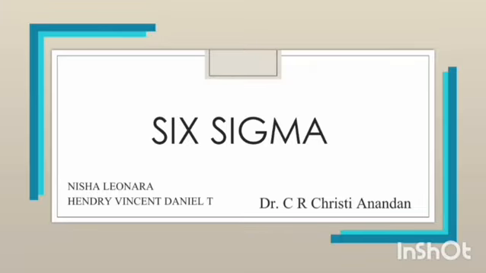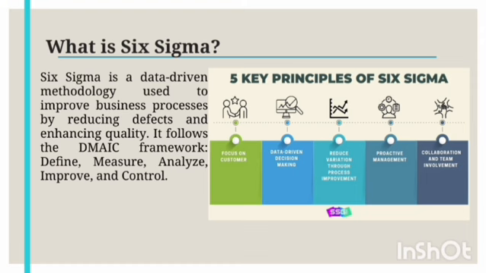This video is about Six Sigma, the practices of the HR. What is Six Sigma? Six Sigma is a data-driven methodology used to improve business processes by reducing defects and enhancing quality. It follows the DMAIC framework: define, measure, analyze, improve, and control.